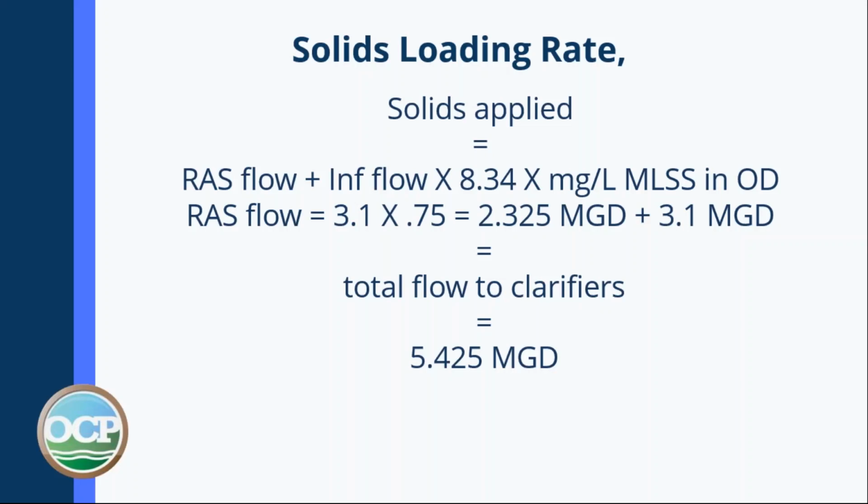Our RAS flow is 3.1 times 0.75. Our influent flow was 3.1. So our return activated sludge flow is 3.1 times 0.75, which gives you 2.325 million gallons a day. We add that to our influent flow of 3.1, which means total flow to the clarifiers is 5.425 million gallons per day.